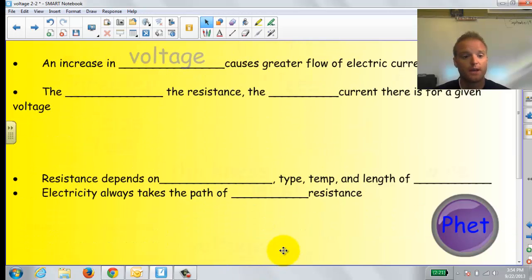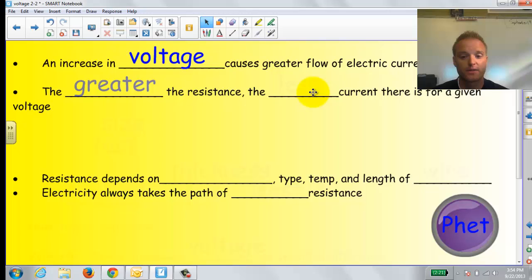So an increase in voltage, like I was saying, causes a greater flow of electric current. You think of electric current just like you would water flowing. We'll make that analogy here in a minute also. So think of a waterfall. The higher the waterfall, the greater speed that water can pick up as it falls.